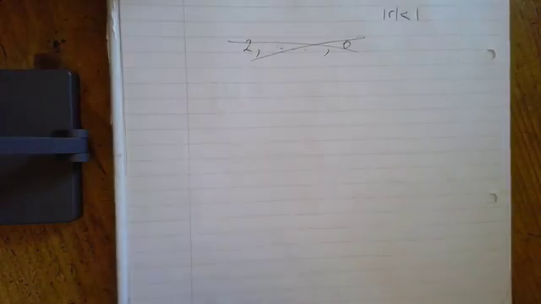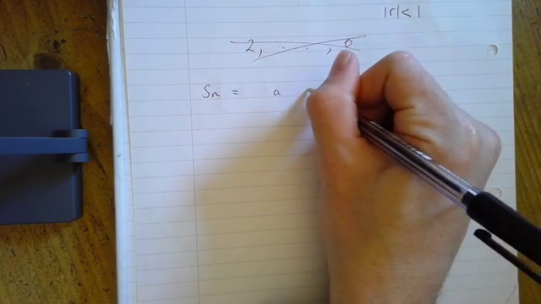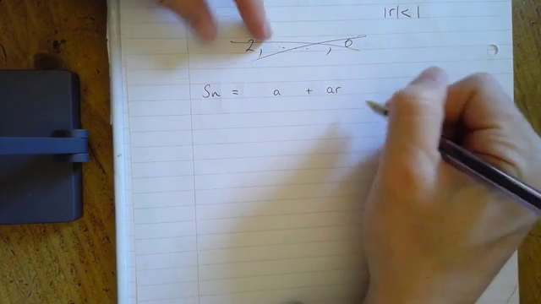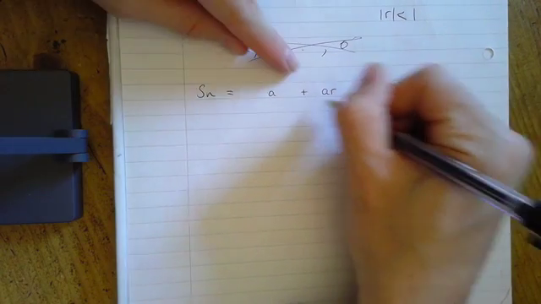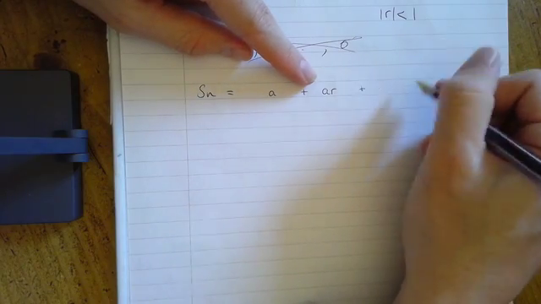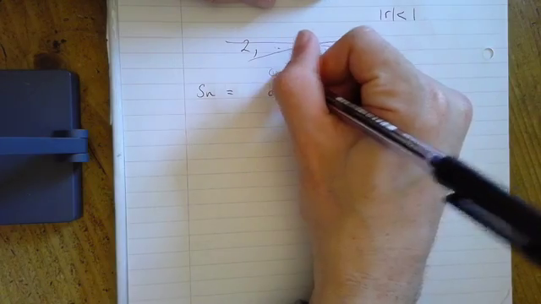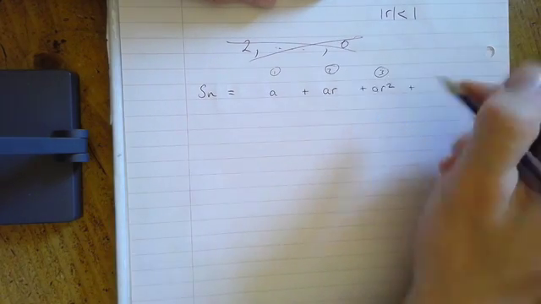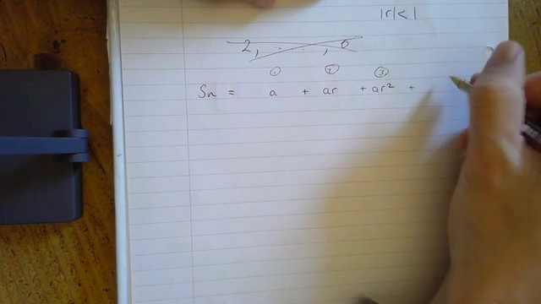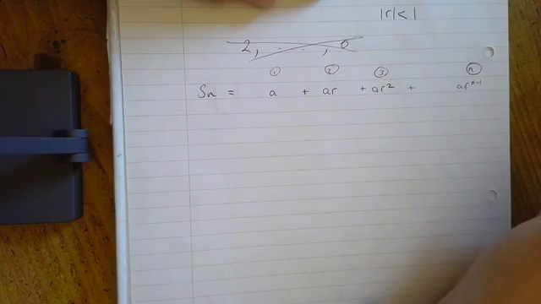Okay, so the proof is as follows. Sn equals the first term, and then the next term, so we're adding them because the S means sum. It's a plus ar, the first term times the common ratio, and then we multiply by the ratio again, so it's ar times r, which is ar squared. Now if that's the first term, that's the second term, that's the third term, what do you notice about the term number and its power? It's 1 less. So for the nth term, this would be ar to the n minus 1.